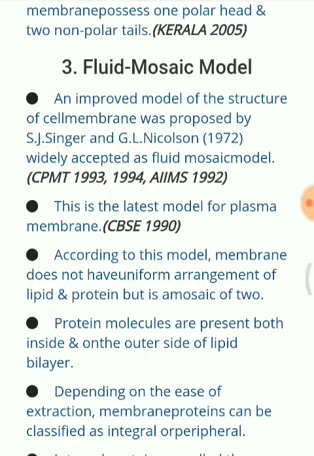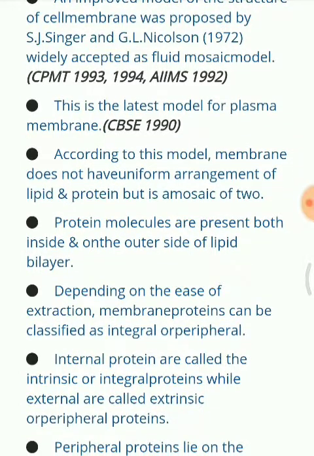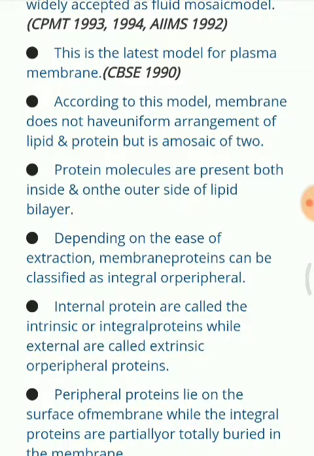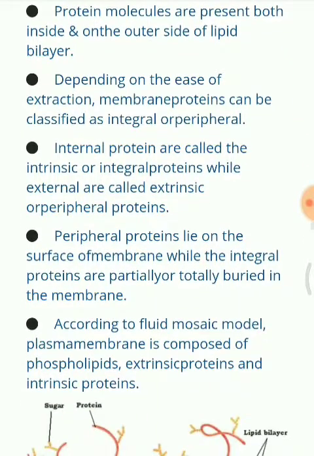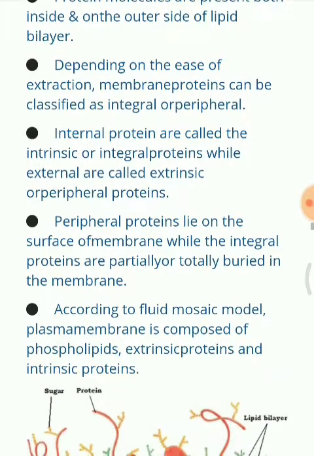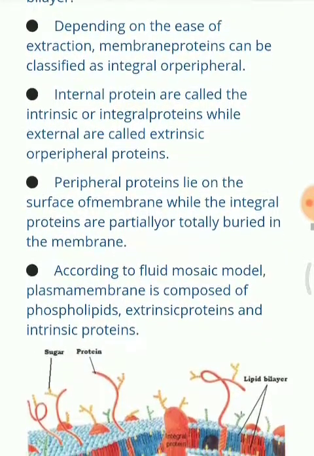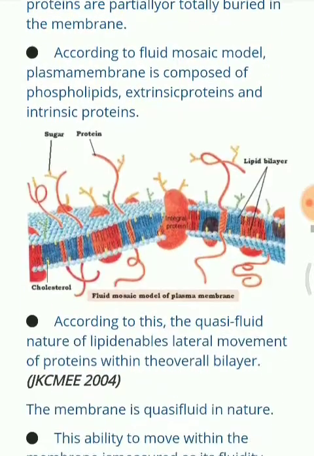Protein molecules are present both inside and on the outside of the lipid bilayer. Depending on the ease of extraction, membrane proteins can be classified as integral or peripheral. Integral proteins are called intrinsic proteins, while the external are called extrinsic or peripheral proteins. Peripheral proteins lie on the surface of membrane, while the integral proteins are partially or totally buried in the cell membrane. According to fluid mosaic model, plasma membrane is composed of phospholipids, extrinsic proteins, and intrinsic proteins.